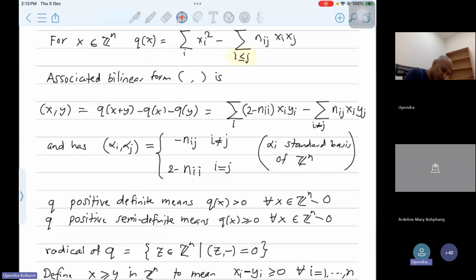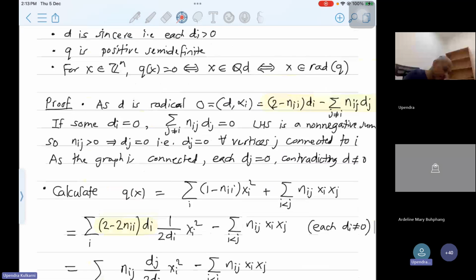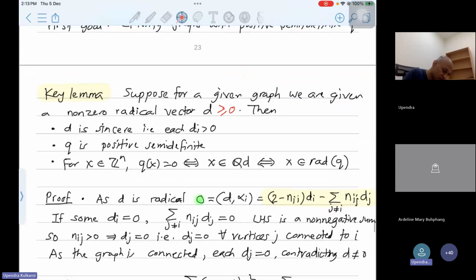So instead of looking at this, let's just look at this. One of the vectors is alpha i. In the second slot, I have some coefficient. So I just use linearity in one slot to see what I get. This 2 minus n_ii will come in slot i, and in every other slot I will get n_ij, along with of course the respective coefficients that are in the vector, sorry, in the given vector d. So d is radical, so this is 0, and I have just plugged in the formula.